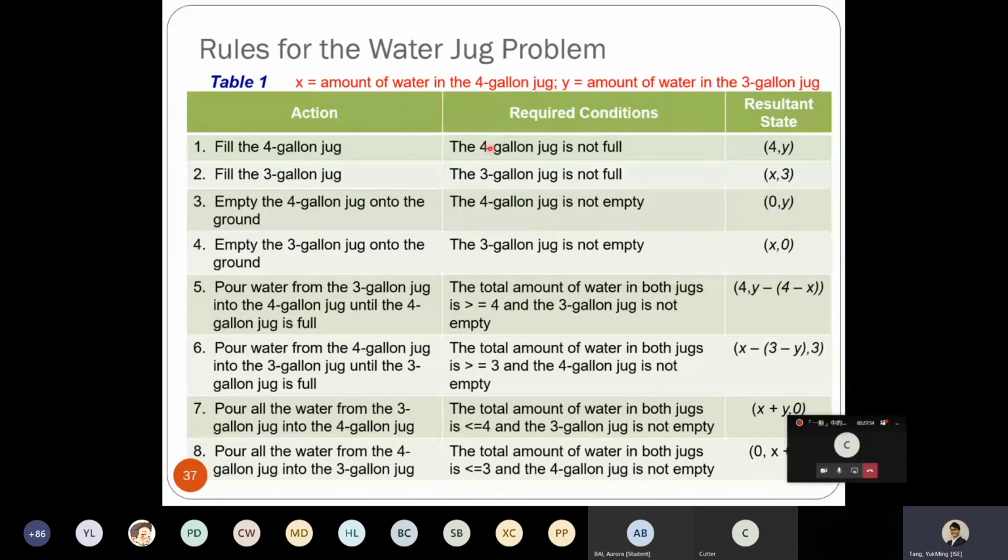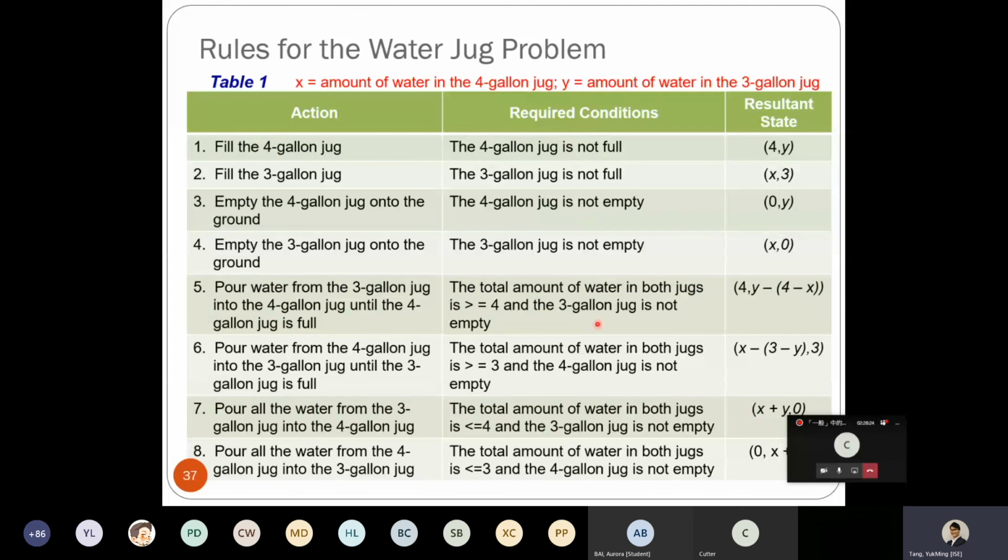That means if the 4-gallon jar is not full, then we fill the 4-gallon jar. Finally, the resultant state will become (4, y). So this is the state space representation after implementing this action, and this is the result of the state space representation.